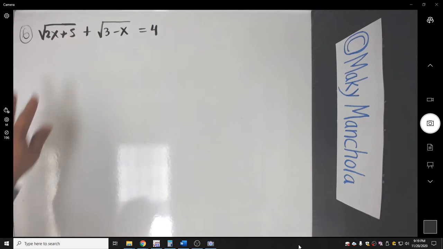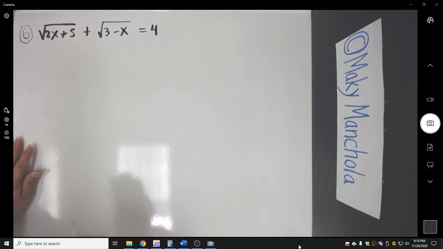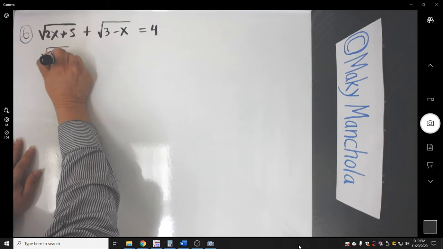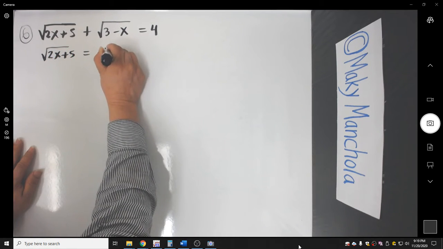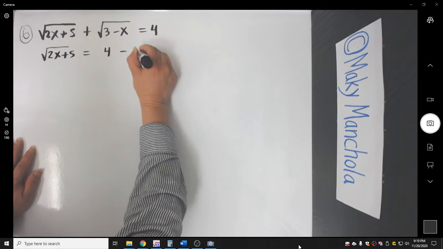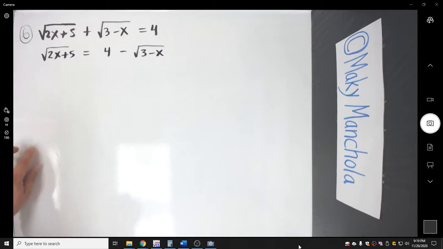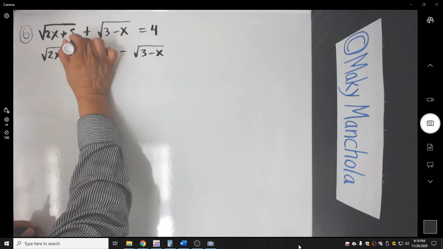So let's isolate the square root of 2x plus 5. The square root of 2x plus 5 equals 4 minus the square root of 3 minus x. Now let's square to get rid of the radical. Let's square both sides.